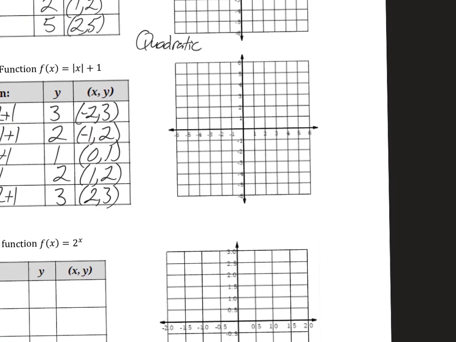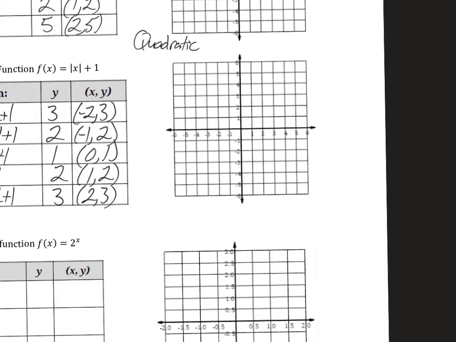Okay, let's go ahead and graph this over here. So we're at -2, 3, -1, 2, 0, 1, 1, 2, 2, 3. Okay, so it looks like we are getting a V shape. What is the name of the graph that makes a V shape? We should have said absolute value.